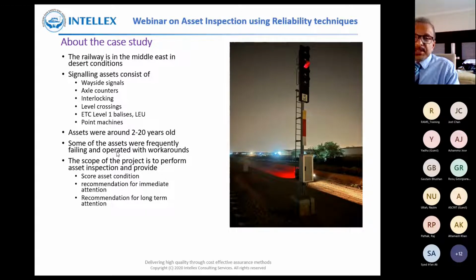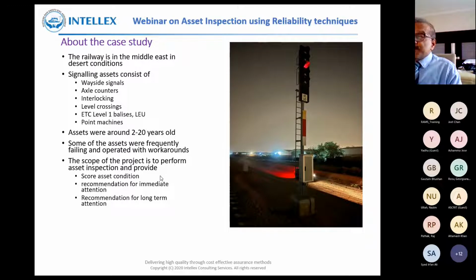They were around 2 to 20 years old, so we had some background information on them. Some of them are new actually, just past the warranty period. The main issue is that some of the assets were frequently failing and were operated with workarounds. So they invited us to give an expert opinion about what they need to do immediately so that the railway is kept safe.